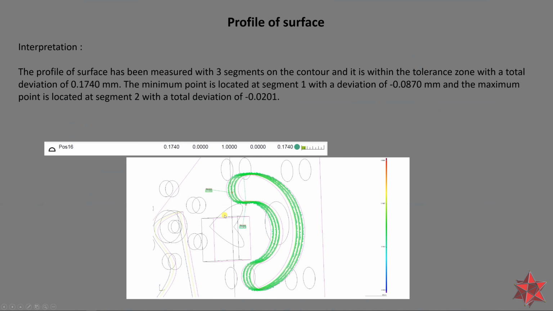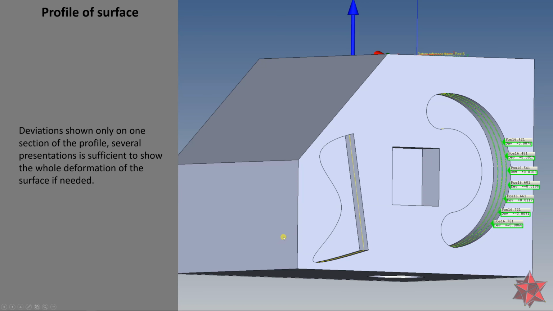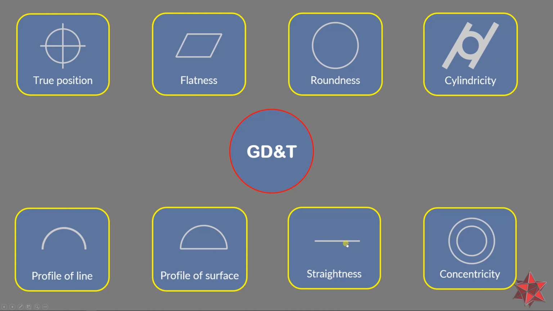For the profile of surface, we have the possibility to show the sections like we did in the profile of line, and of course we can show the maximum and the minimum points like we can see here. And if it's also necessary, you can show any other information on the surface from each point from the scanned surface. And if you just use the touch trigger strategy, you can also show the touch points if you desire.